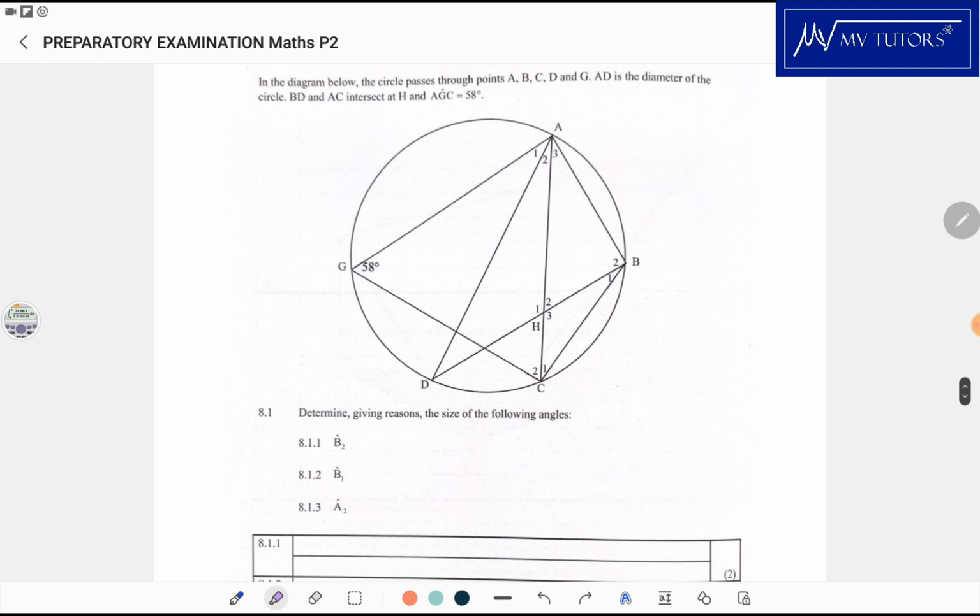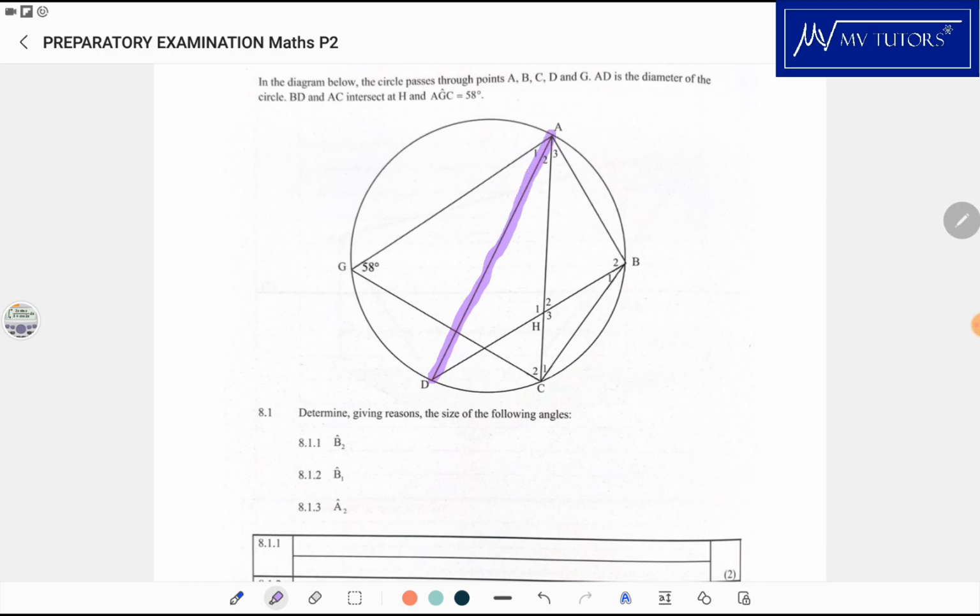Okay, so here's the first question. Determine, giving reasons, the size of the following angles. The first one is B2. Now, using the clue that they gave us of a diameter, remember they told us that this is a diameter right over there.